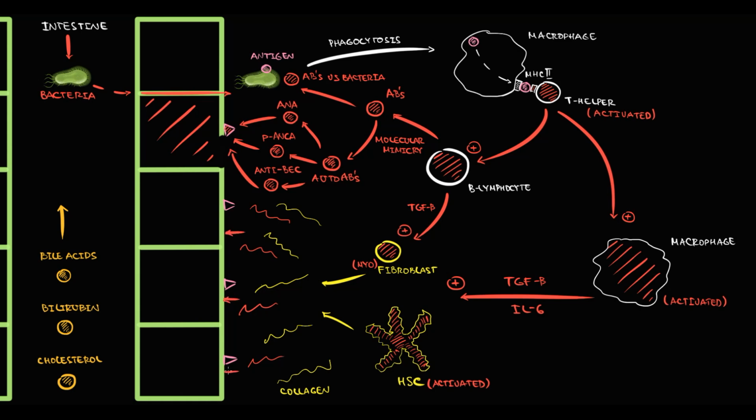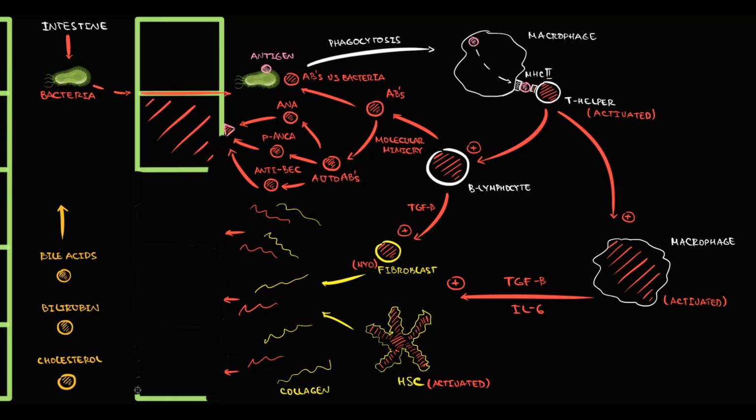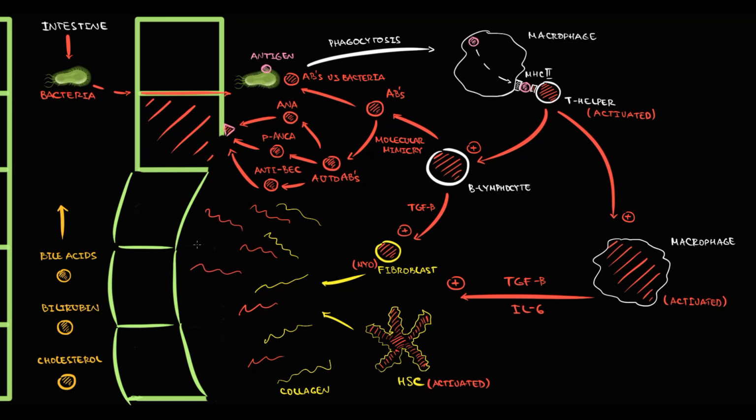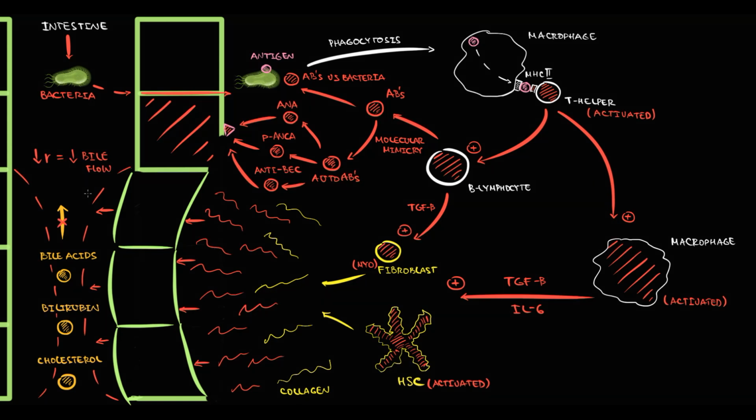And this progressive deposition of collagen fibers in the subendothelial layer eventually leads to narrowing of the bile ducts, and with time, the more collagen fibers are produced, the more narrow the space in the bile duct becomes. The problem here is that with decrease in the radius of the bile duct, the bile flow decreases, which will cause inability to excrete bile into the intestine, and this state we call cholestasis.